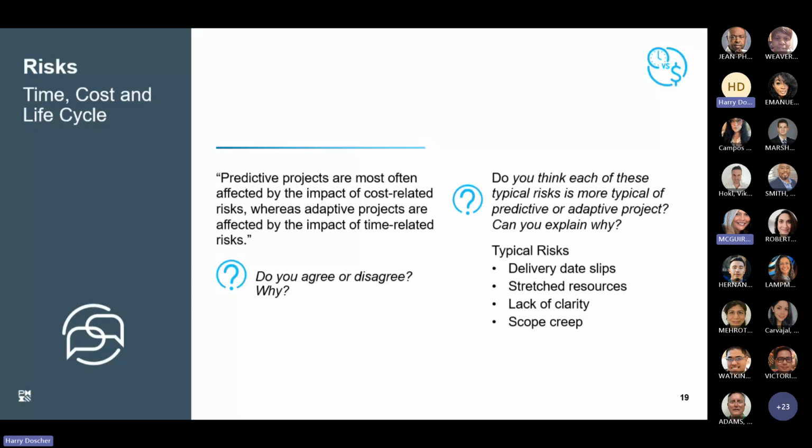Let's talk about time, cost, and life cycle of risks. Got a statement here. Predictive projects are most often affected by the impact of cost-related risks, whereas adaptive projects are affected by the impact of time-related risks. Do you agree, disagree, and why are you taking this stance? I would agree.